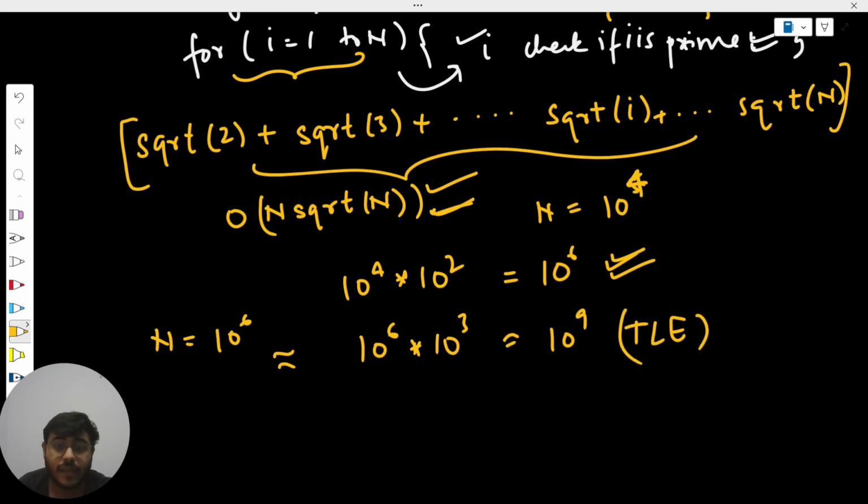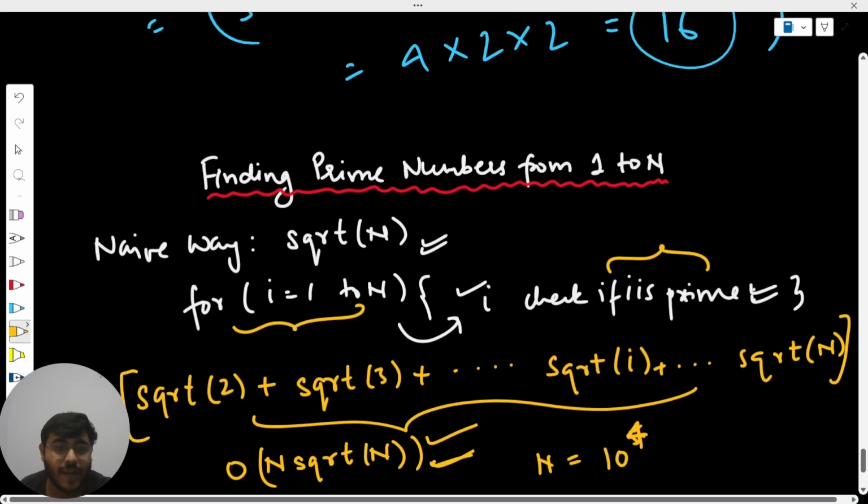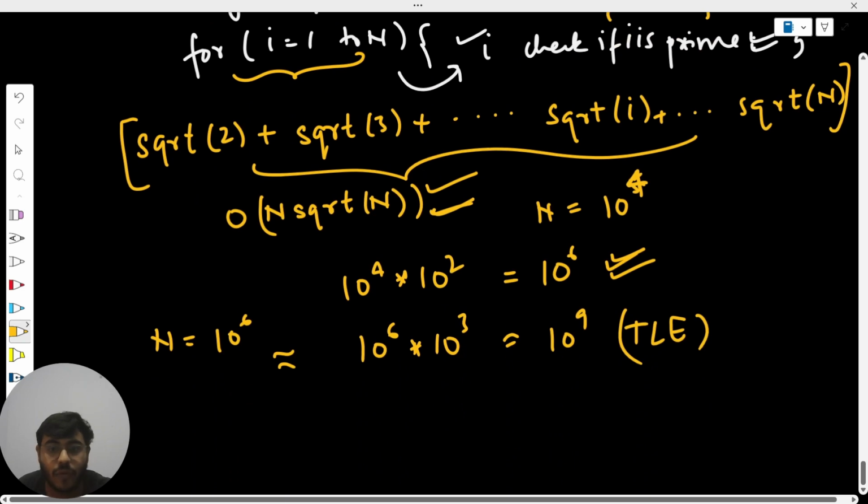This means that this is not a very efficient way of finding prime numbers in the range from 1 to n. So then what do we do? What do we do?